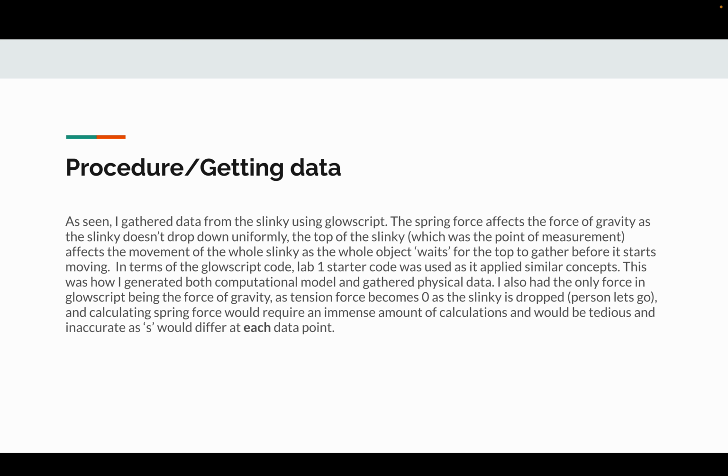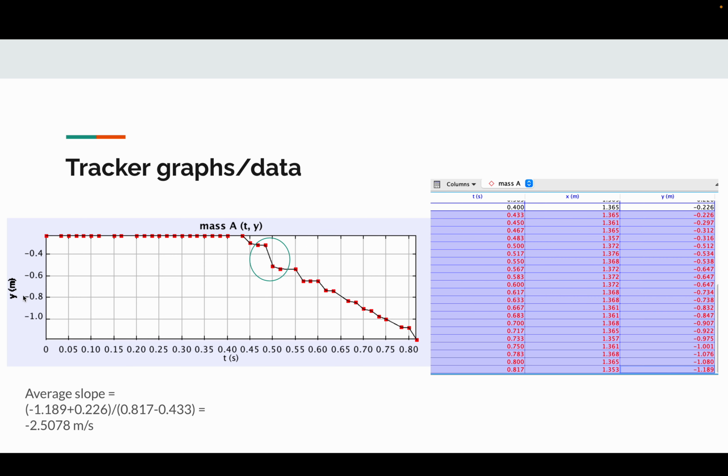In terms of the GlowScript code, I used the Lab 1 starter code, but I modified it. The only force in GlowScript is the force of gravity, as tension force becomes 0 when the slinky is dropped, and calculating spring force would be too tedious as the S difference differs at each data point. So here are my Tracker graphs and data. As I was talking about before, this is where the top of the slinky meets the bottom, sort of. It acts not really like a pendulum, but you can see that it meets and waits, and then it pushes the bottom forward. So that's that irregular change in data.